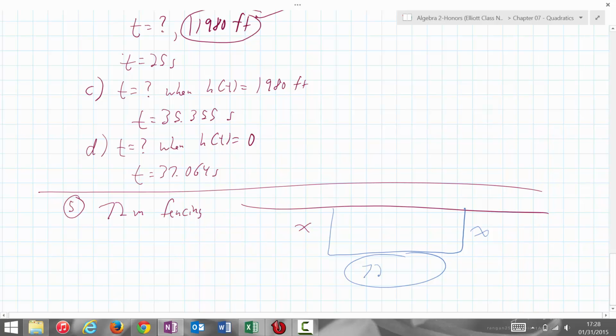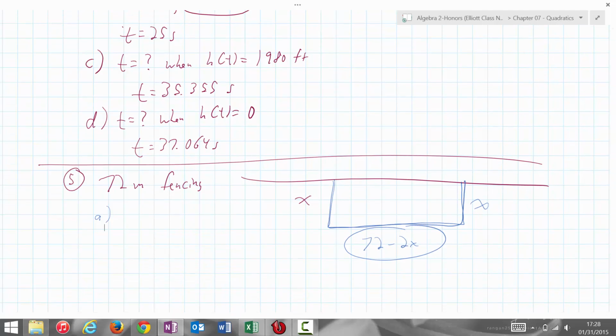This right here is 72 minus 2x because the total fencing we're using is 72 meters. And if I write a quadratic equation that needs to be maximized, because I want to maximize the area, I'm going to go area of x is equal to 72 minus 2x times x. And it says determine the value of x that maximizes the area that will be enclosed.